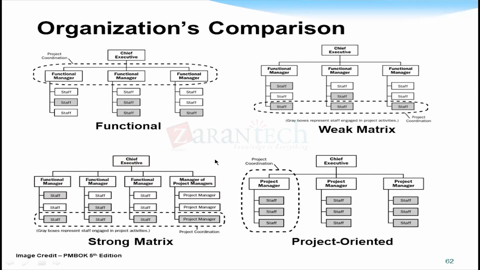You can also ask these questions: what kind of organization do you have? Functional, weak, strong, or project oriented? It depends. For example, if it is a services-based company, more power is given to functional managers. Sometimes the telecom department has more power, or the quality manager has more power. TCS is like this, functional. They will not give more power to the project manager. They will give more power to functional managers.